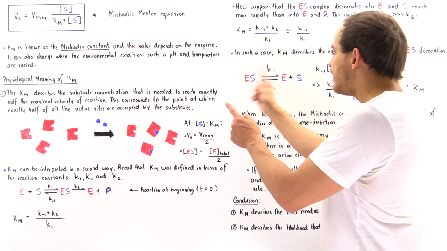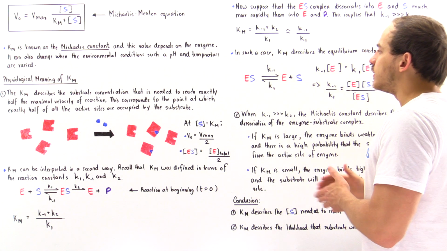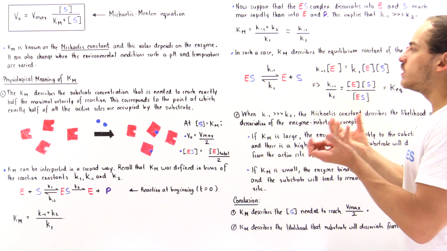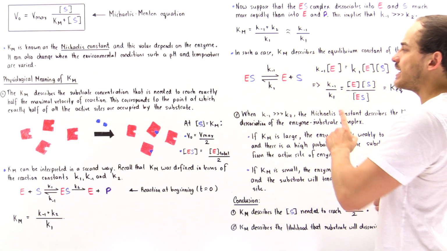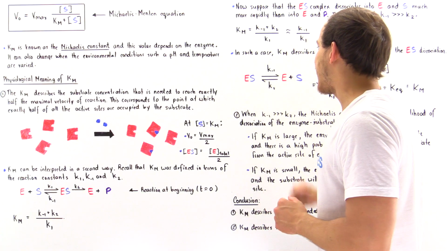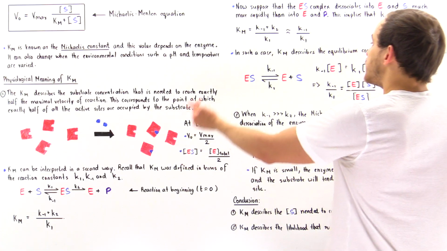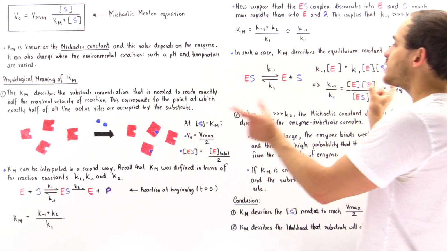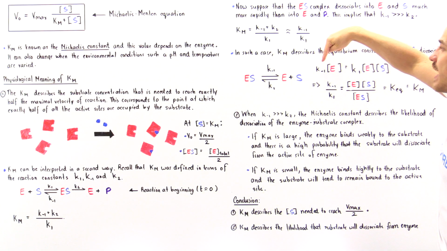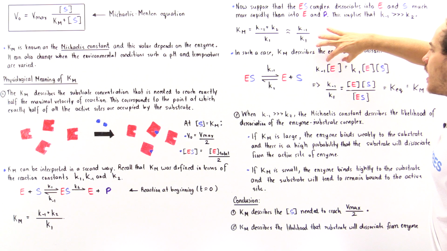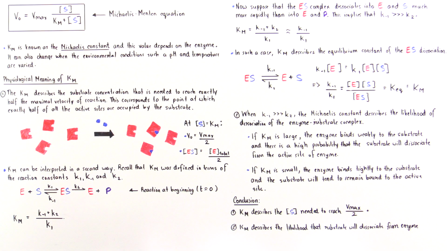Now, if we assume this takes place very quickly, then equilibrium is established very quickly. And if equilibrium is established, what that means is the rate of the forward reaction is equal to the rate of the reverse reaction. And so we can basically determine what the rate law is of this reaction and the reverse reaction, and we set them equal. So the rate law going this way is given to us by K minus 1 multiplied by the concentration of, this should be the enzyme substrate complex.